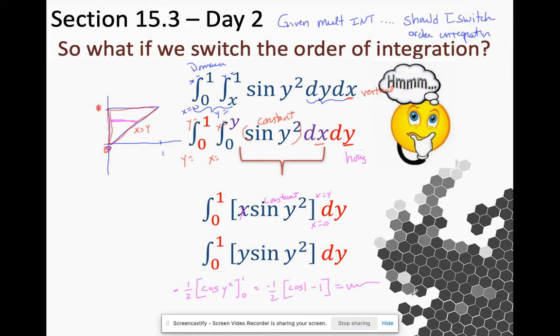So had I not, I would have wasted an awful lot of time desperately trying to integrate sine y squared dy. Don't even know what I would do. Honestly, don't know.